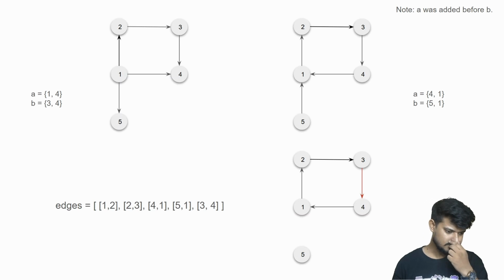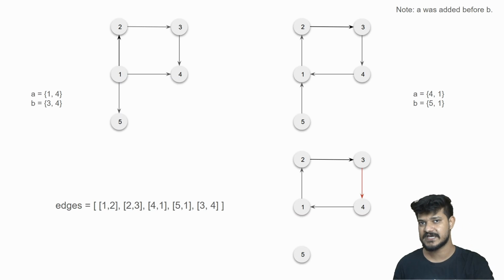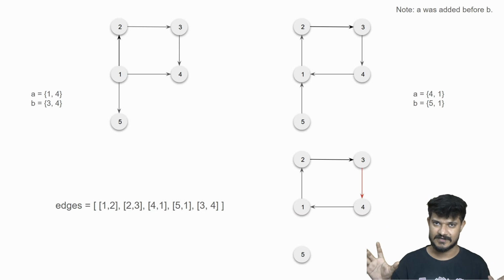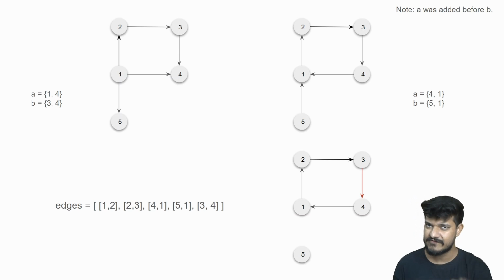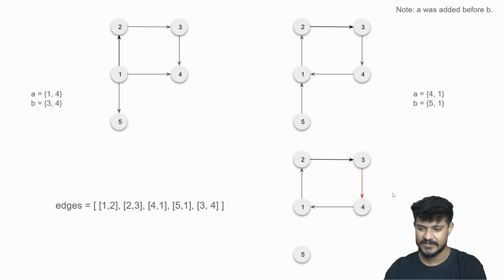What does that mean? That means B is not part of the cycle. That means if you remove B, right, it would disconnect the graph, and hence B cannot be your answer. In such scenarios, A will be your answer, right? So in here, you will remove A, which is 4 1. 3 4 is creating an issue, and we have already gone through edge A, right?